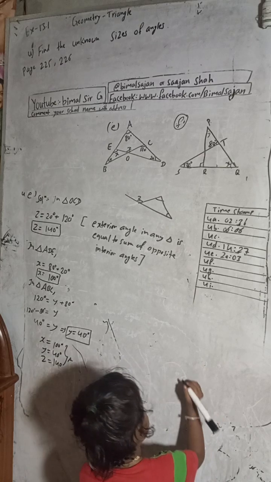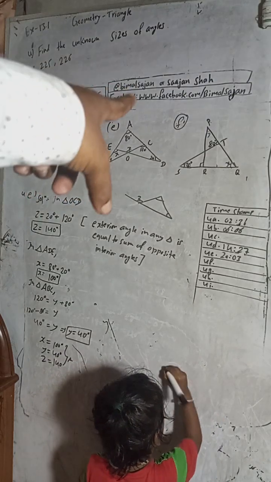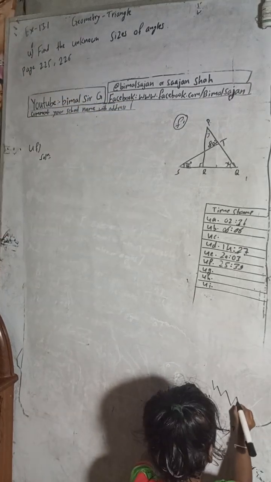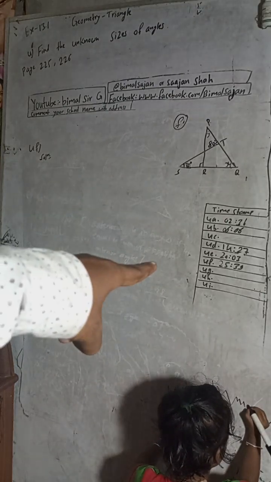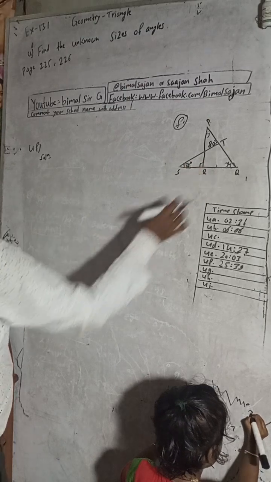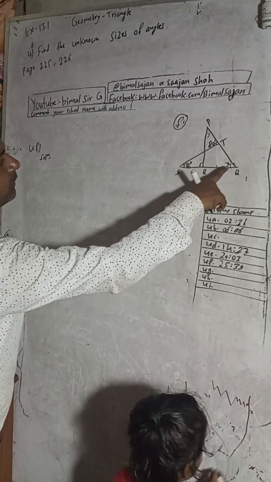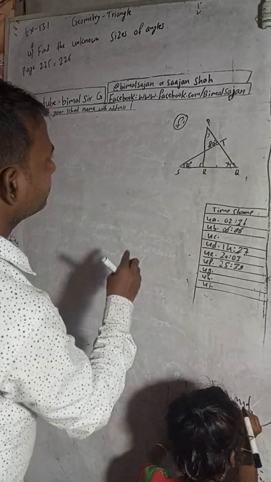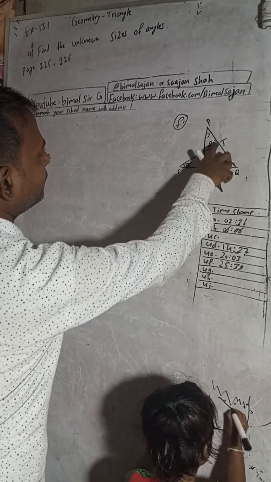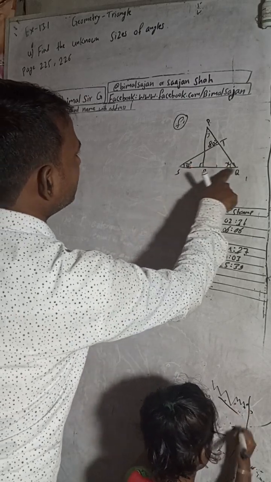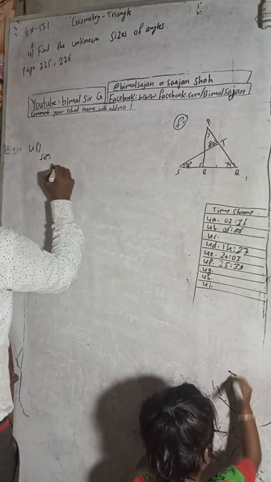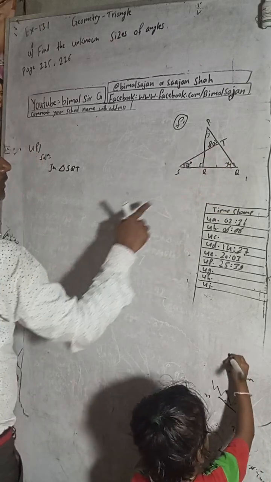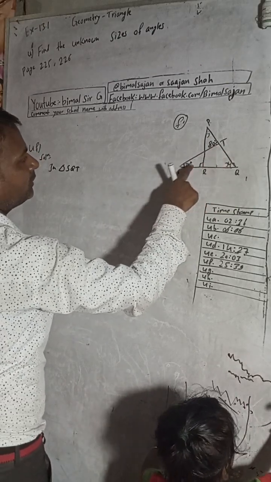Now I will pause the video to write question number 4F solution. The time stamp for 4F will be 25 minutes 39 seconds. In this figure, what we can see here, in triangle, this plus this is 80 degrees. So in triangle SQT, what is this? This is 30 plus X.